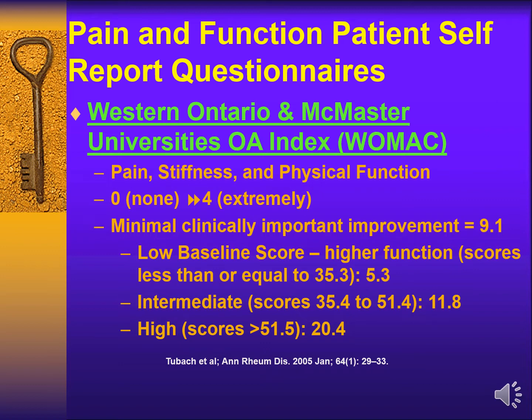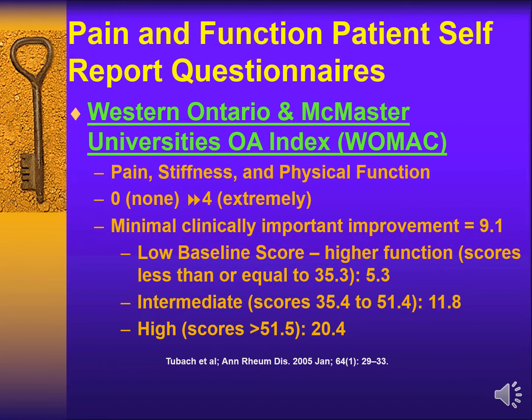And so we call that, right, the minimal clinically important improvement. It really looks at what's the minimum score necessary for the patient to report a substantial improvement or change in their symptoms for the better. Overall, for the instrument, it's about 9 points.